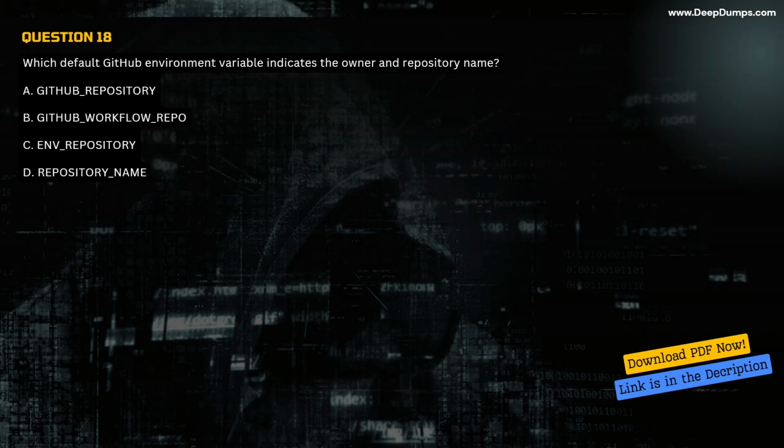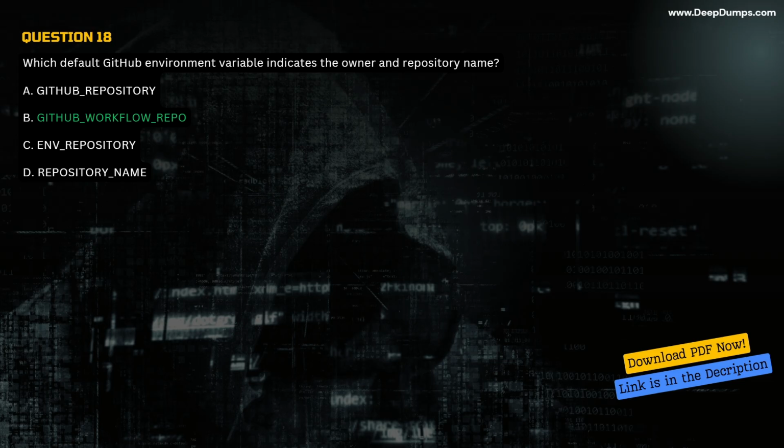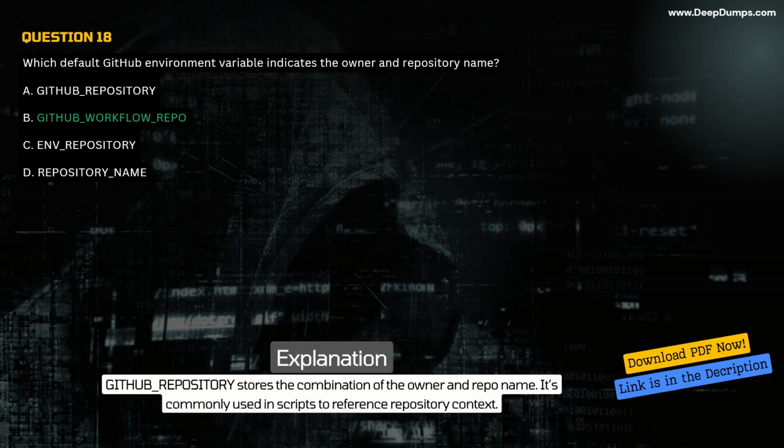Question 18. Which default GitHub environment variable indicates the owner and repository name? A. GITHUB_REPOSITORY. B. GITHUB_WORKFLOW_REPO. C. env_repository. D. Repository_name. Correct answer B. GITHUB_WORKFLOW_REPO. Explanation. GITHUB_REPOSITORY stores the combination of the owner and repo name. It's commonly used in scripts to reference repository context.